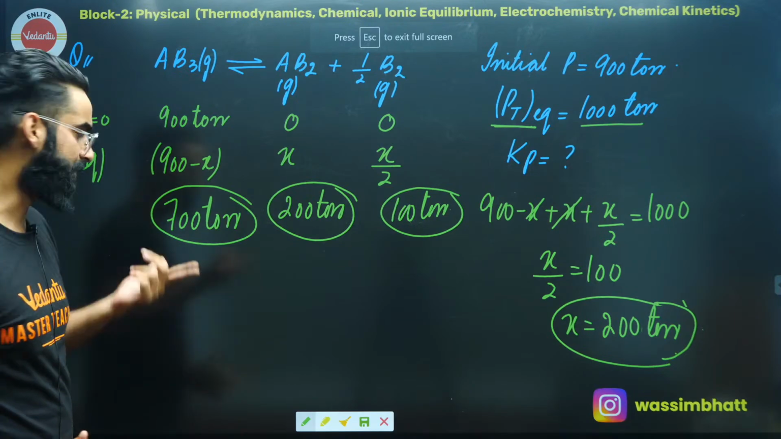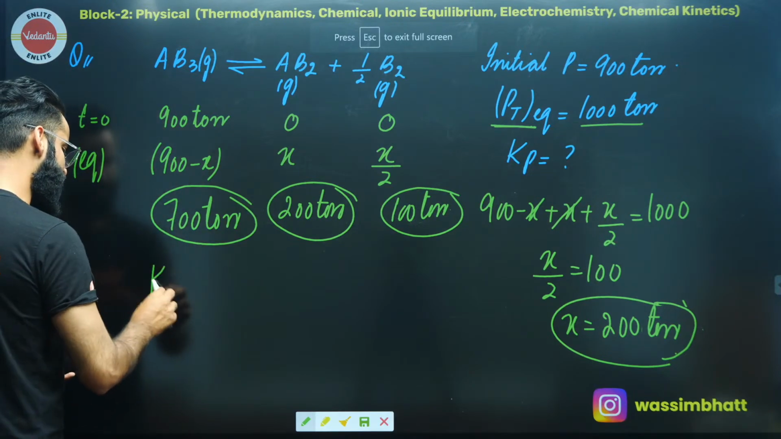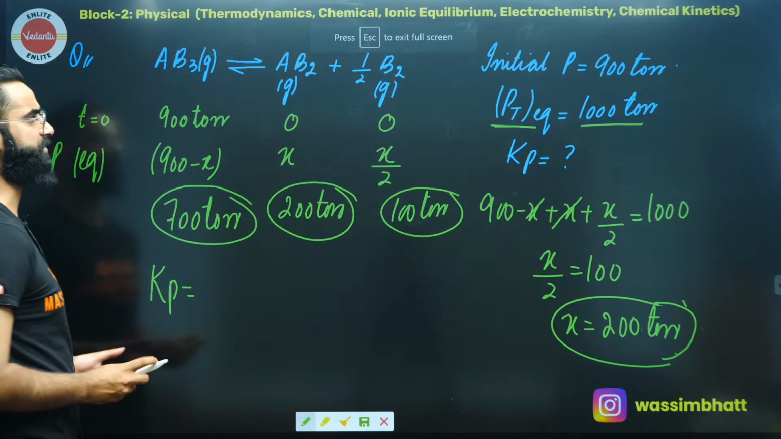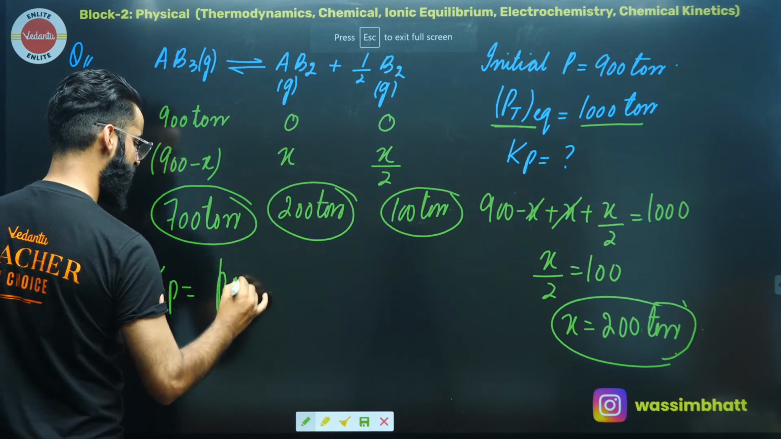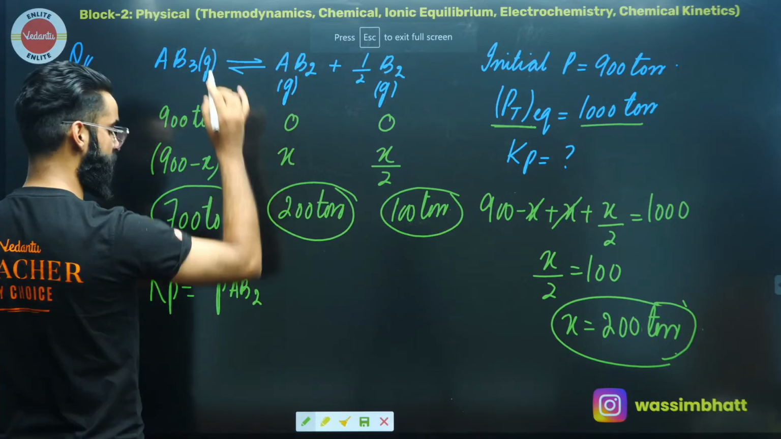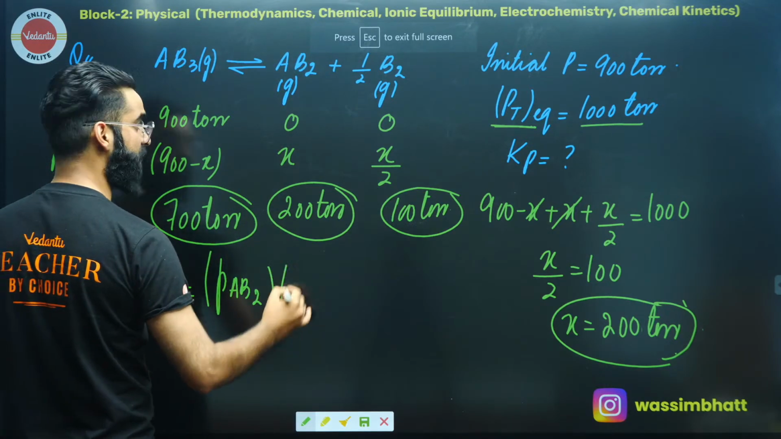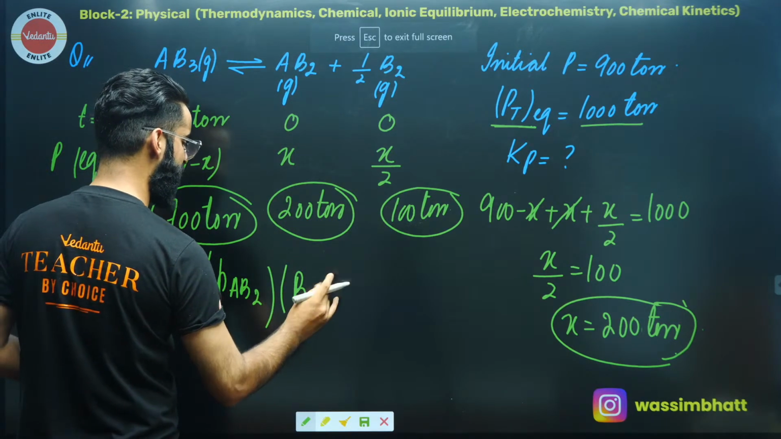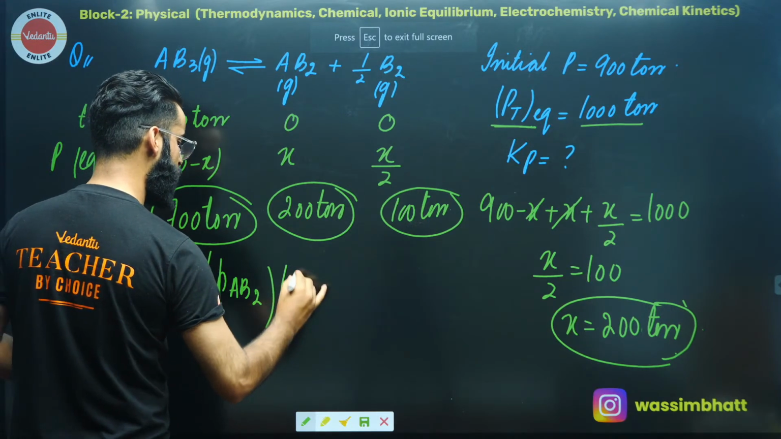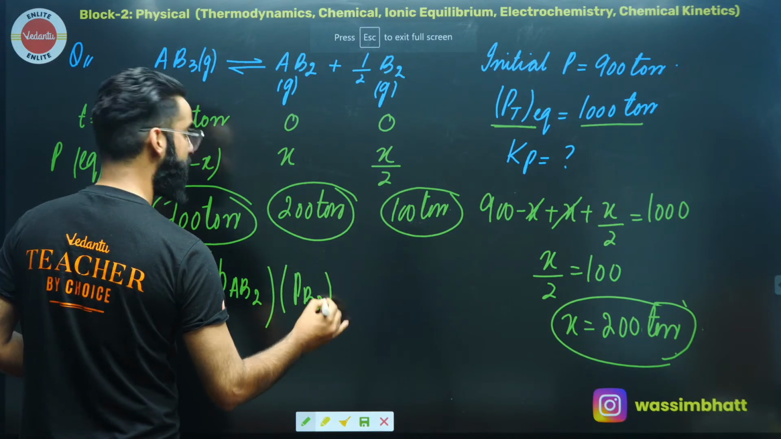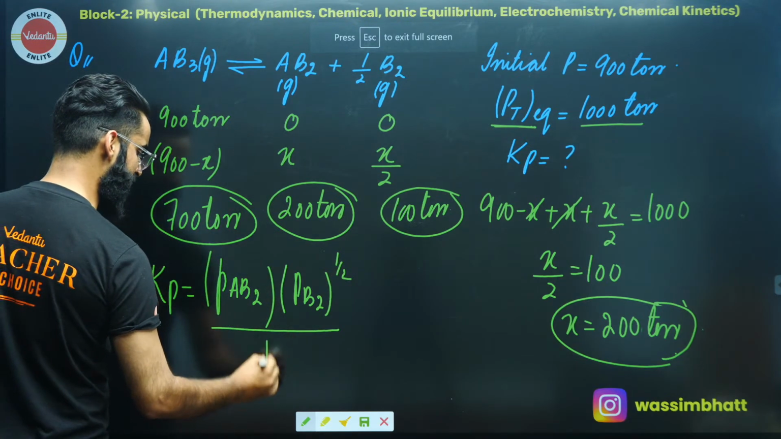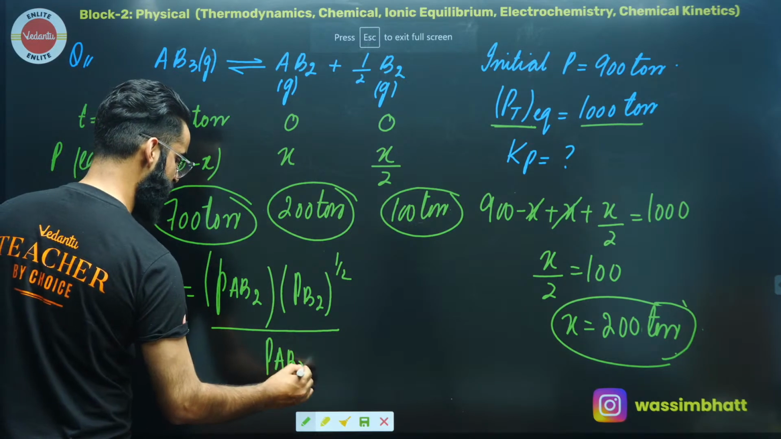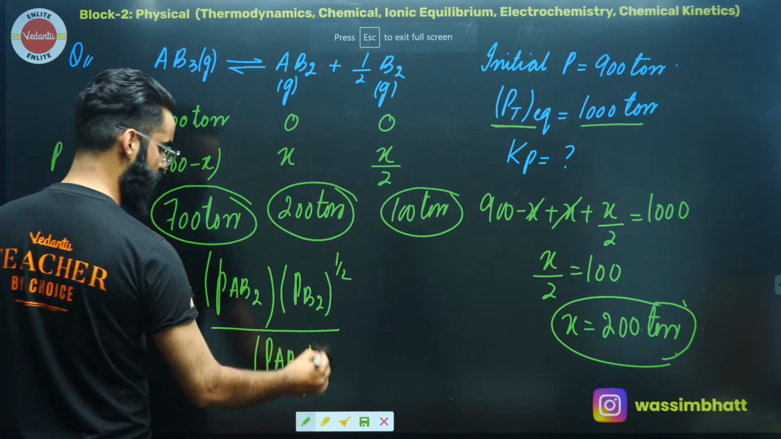After getting the partial pressures, what you'll be doing exactly is just writing the expression for Kp. The Kp expression is the partial pressure of AB2 at equilibrium raised to its stoichiometric coefficient, that's 1, multiplied by the partial pressure of B2 at equilibrium raised to its stoichiometric coefficient, that's 1 by 2, whole divided by the partial pressure of AB3 at equilibrium raised to its stoichiometric coefficient, that's 1.